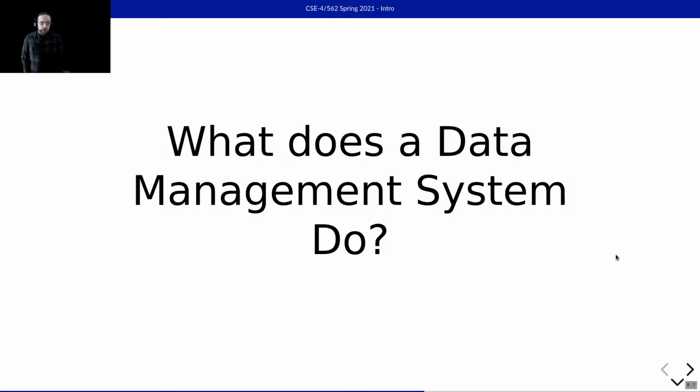What does a data management system do? I've already given you a little bit of an answer here. It answers questions about data, and it stores and persists data.